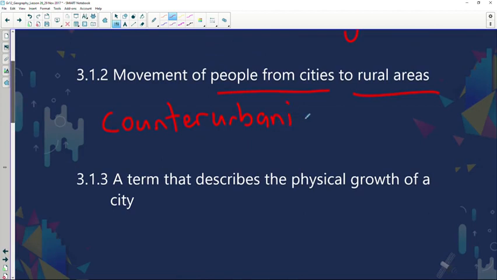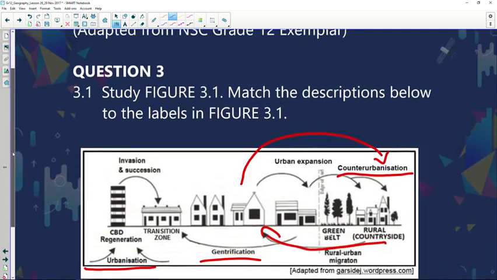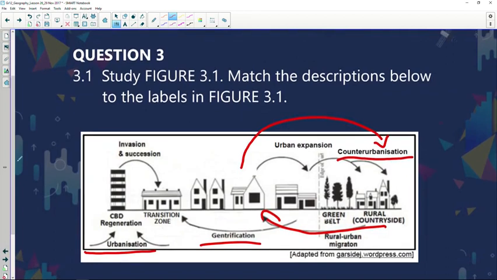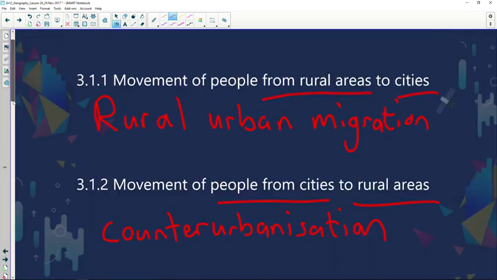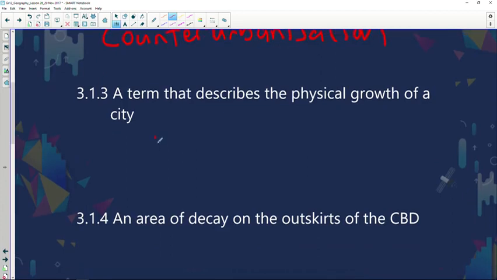Urbanization. A term that describes the physical growth of a city. Let's quickly go back to our diagram. As you can see, it means that these areas are getting bigger. So this is your urban area situated over there, from there to there. And as you can see, when it moves into rural areas, it's urban expansion. So it's the physical growth of the city, the urban area itself.